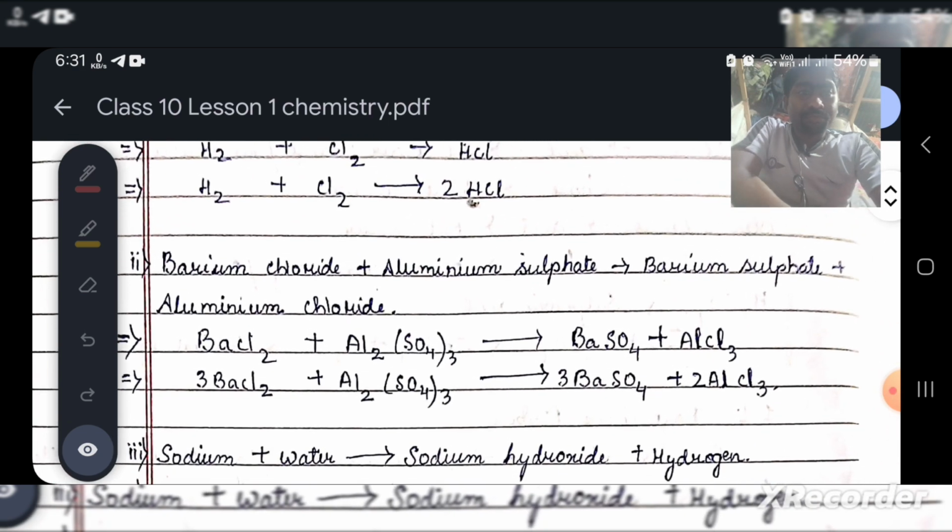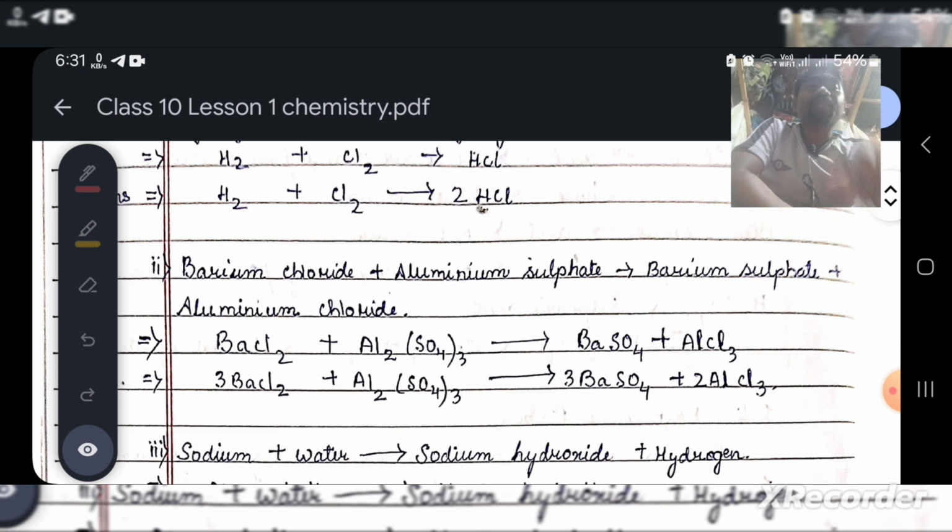Now in the same way, you can do this one, barium chloride and aluminum sulfate. Barium chloride plus aluminum sulfate will give barium sulfate plus aluminum chloride. In the reactant side barium chloride is there, but in the product side barium sulfate is there, and aluminum sulfate in the reactant becomes aluminum chloride in the product. It means there is a double displacement reaction, as we have seen before with lead nitrate reacting with potassium iodide. Yes or not? The same reaction has happened.